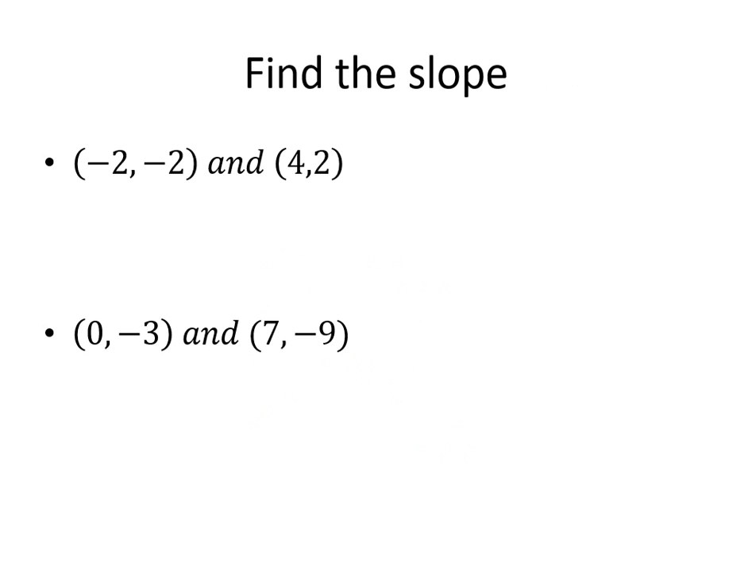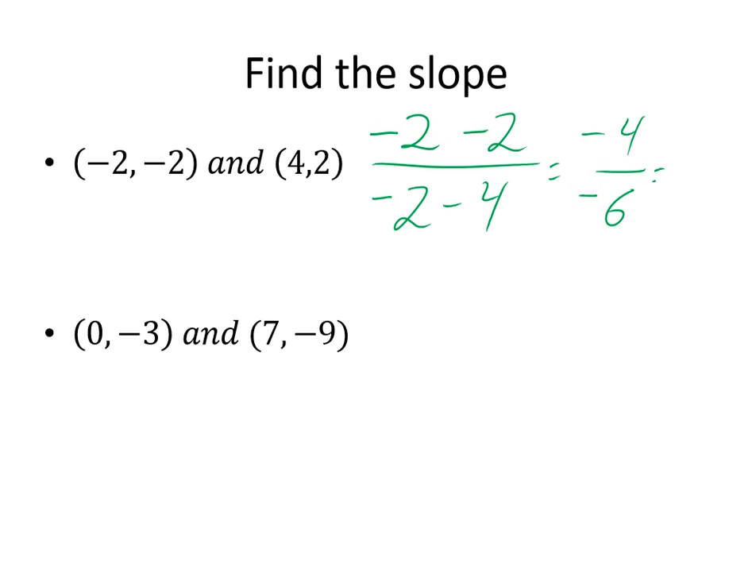So if we want to find the slope of these, for the first one we would go y value, -2 minus 4 all over, oh, no, that was a mistake by me. It would be -2 minus 2, because those are the y values, all over -2 minus 4. And then you would subtract those. -4 all over -6 gets you about 2/3 when you simplify. 2/3.